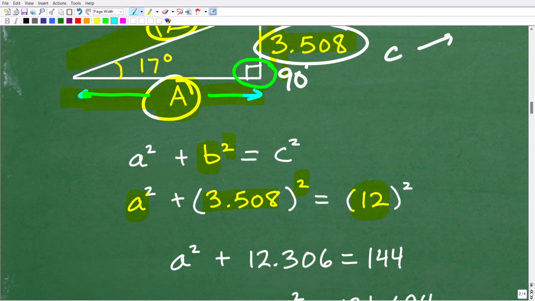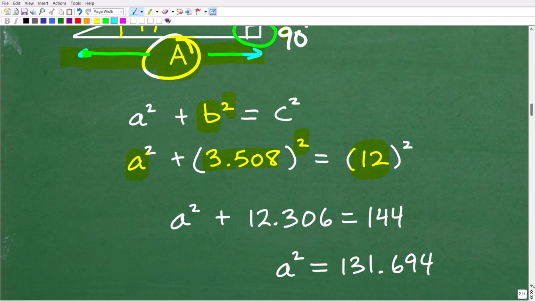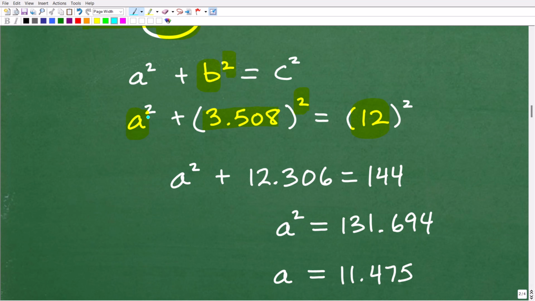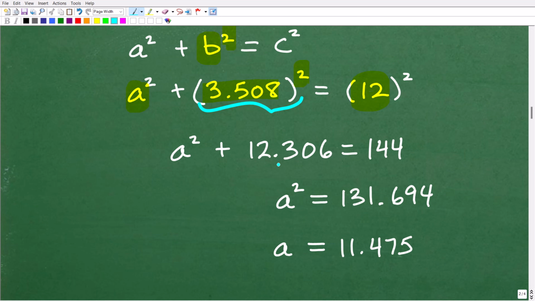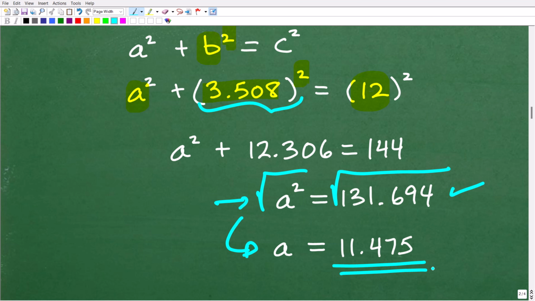Alright, so all we have to do now is figure out what A is. So let's go ahead and solve this equation. So A squared plus 3.508 squared, this is going to be about 12.306. 12 squared is 144. So we'll subtract 12.306 from both sides of the equation. We get about 131.694. Okay, so A squared is equal to this number. So to solve for A, all we have to do is take the square root of both sides. So A is going to be equal to approximately 11.475. Okay, so this takes care of this part of the problem.